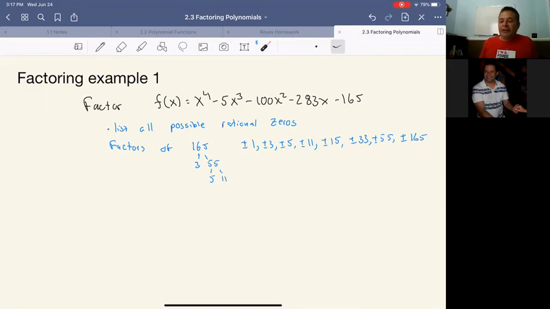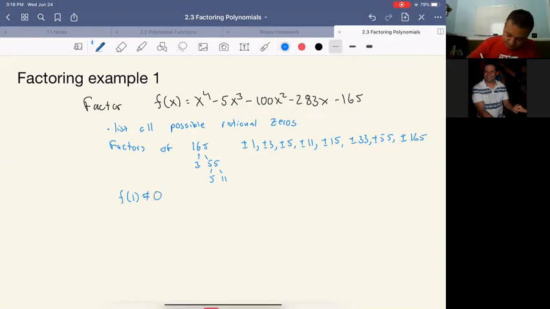Now, normally when I look at f of 1, I can do that without doing any sort of fancy stuff. So I look at f of 1 and I see that's going to be 1 minus 5 is negative 4, minus 100 is negative 104, so it's not going to be 0. Okay, I can clearly, quickly see that's not 0.